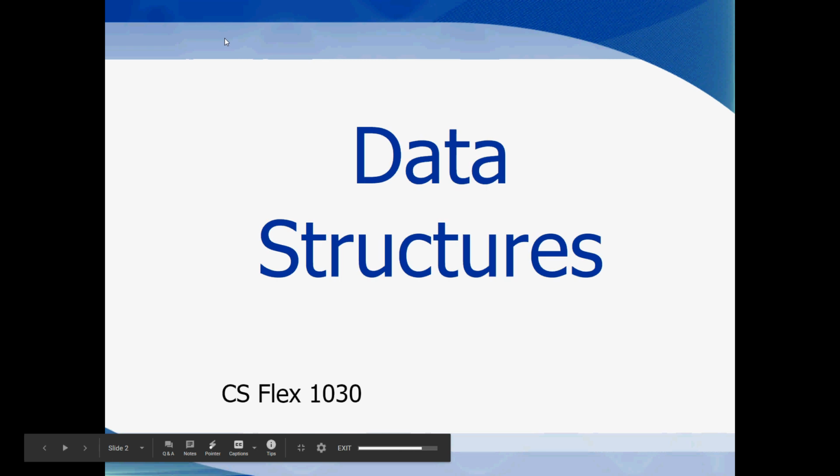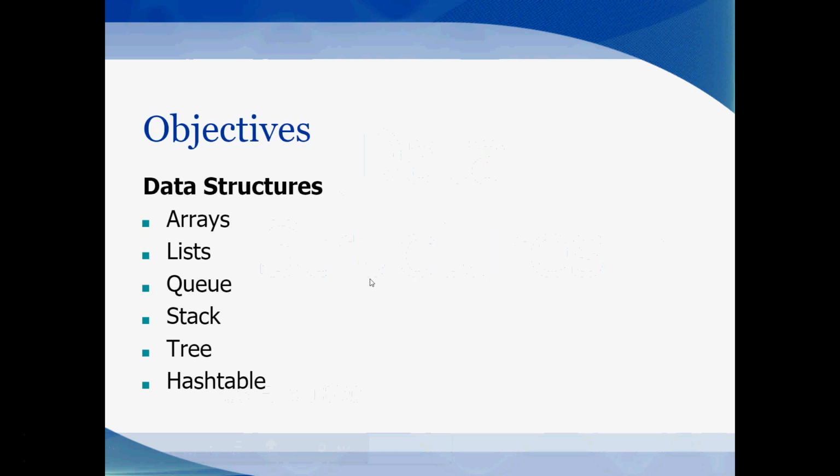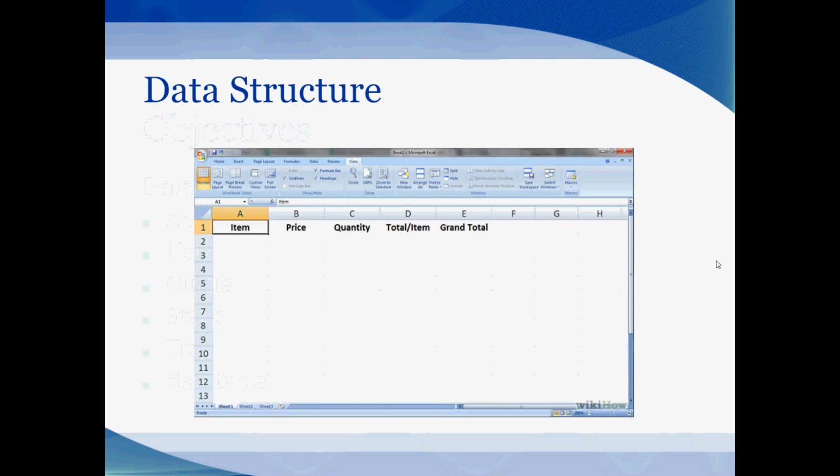This is the CS Flex 1030 class, and today we're going to go over some data structures. We're going to show you how to do arrays and lists in this video, and in the following videos we'll discuss queues, stacks, trees, and hash tables. So let's start off with a data structure.